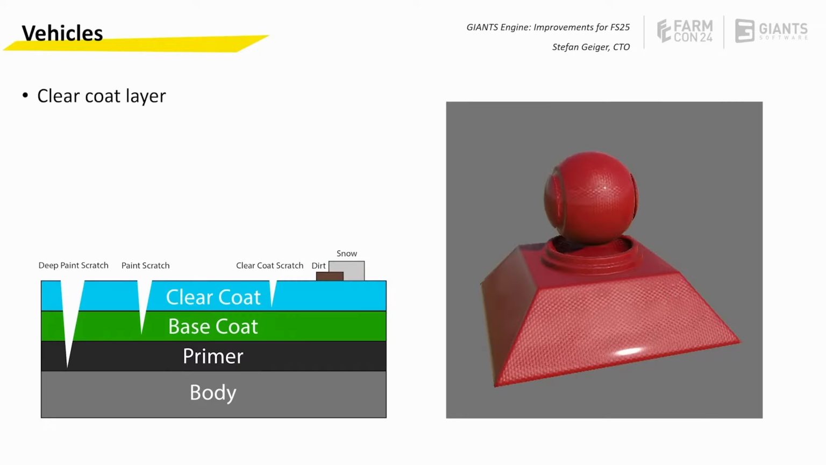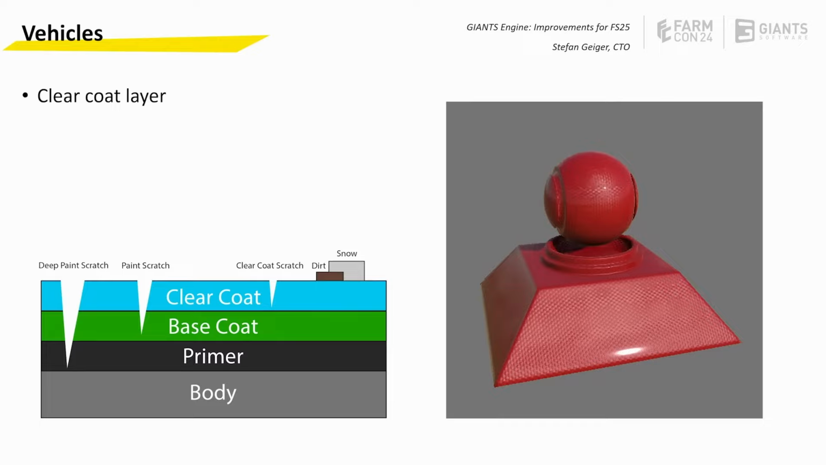Next we have another addition to the paint, and that's the clear coat layer, which is a transparent layer that goes on top of the base coat of paint to not only protect it, but also give it a glossy and reflective shine. So as what vehicles have on them in real life.